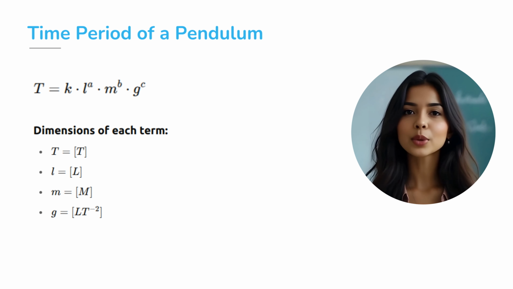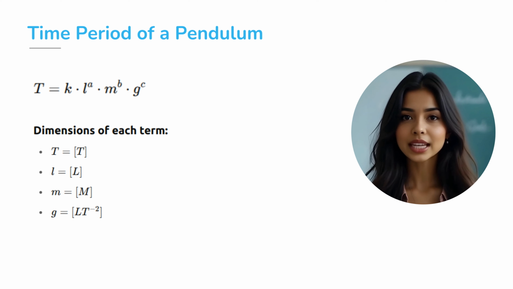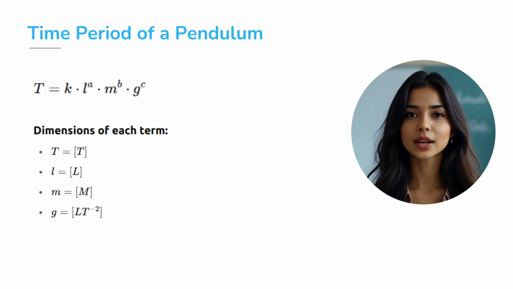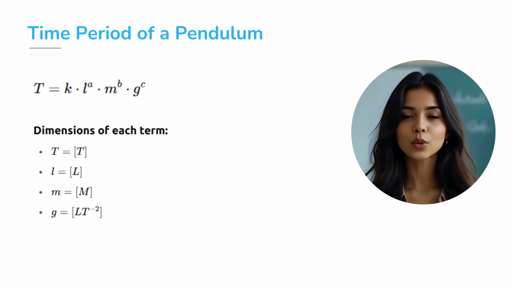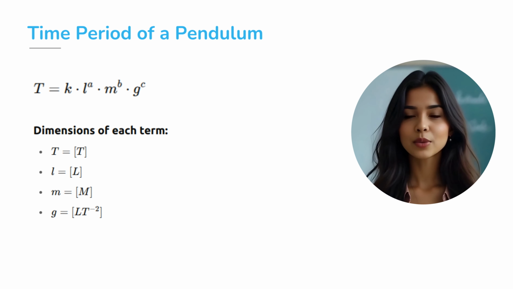Let's derive the time period T of a simple pendulum. We assume it depends on length l, dimension L, mass m, dimension M, acceleration due to gravity g, dimension L times T to the power minus 2. So we write T is equal to K times l to the power a times m to the power b times g to the power c.